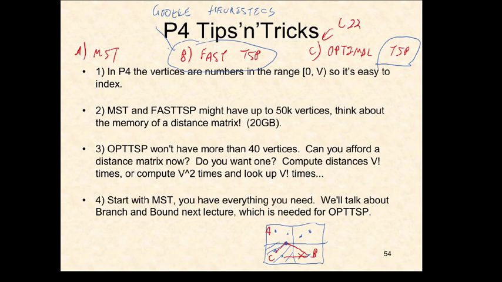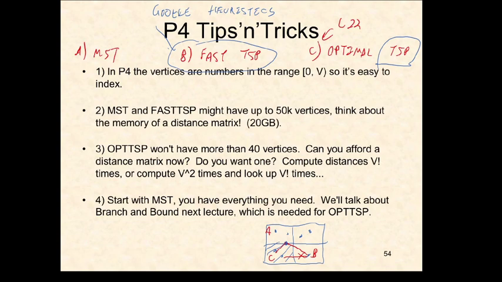So Part A is the only one that has to worry about medical versus non-medical. In Parts B and C, you can go anywhere. In Part C, OptSP won't have more than 40 vertices. Can you afford a distance matrix now? Yeah, that looks more reasonable.